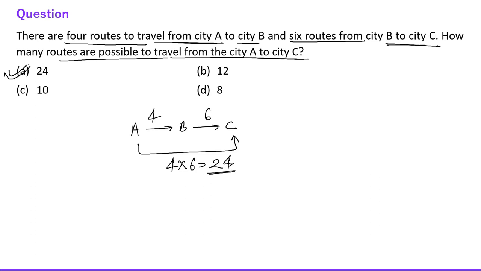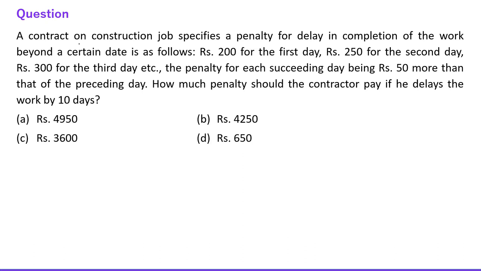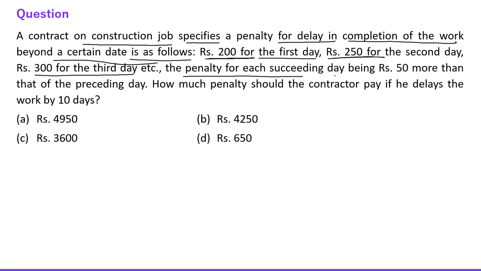Next question says, a contract on a construction job specifies a penalty for delay in completion of the work beyond a certain date as follows: rupees 200 for the first day, 250 for the second day, 300 for the third day, and the penalty of each succeeding day being rupees 50 more than that of the preceding day. How much penalty should the contractor pay if he delays the work by 10 days?